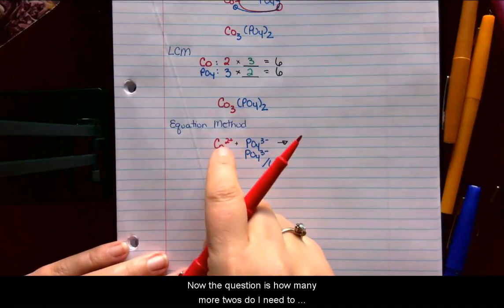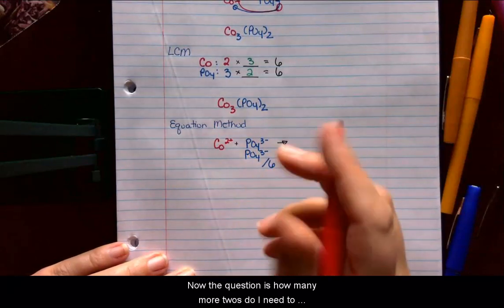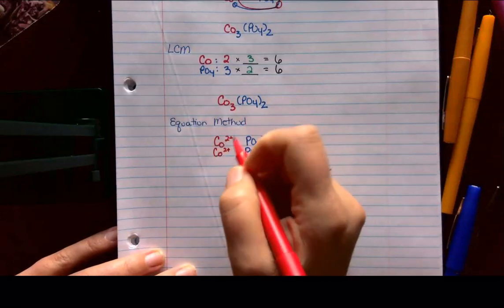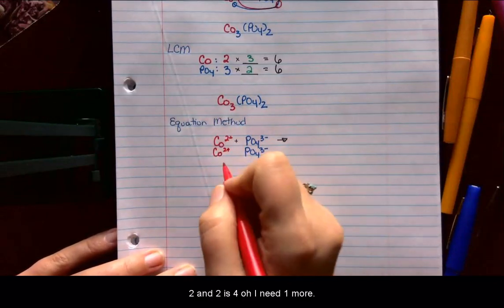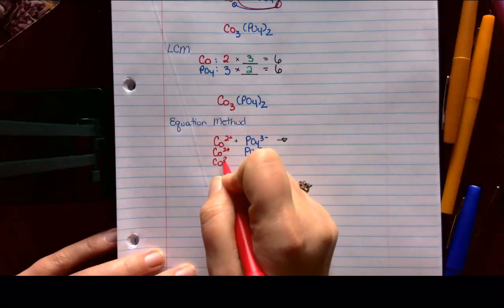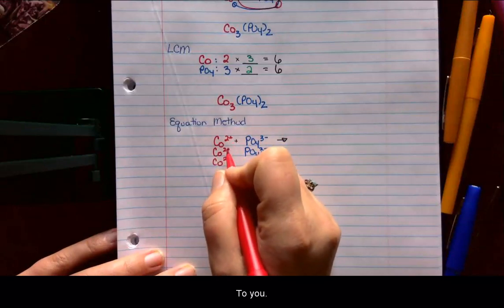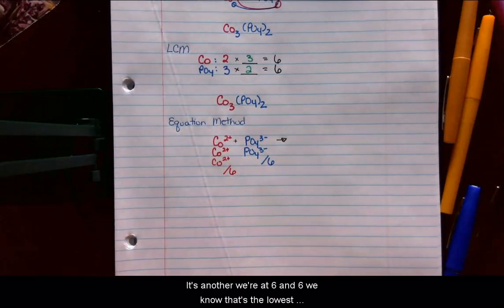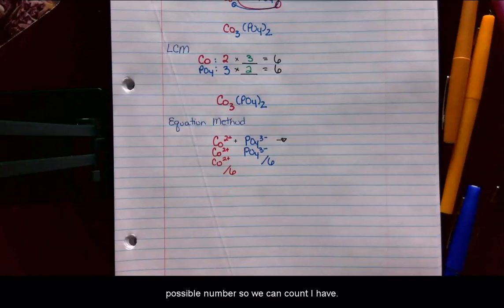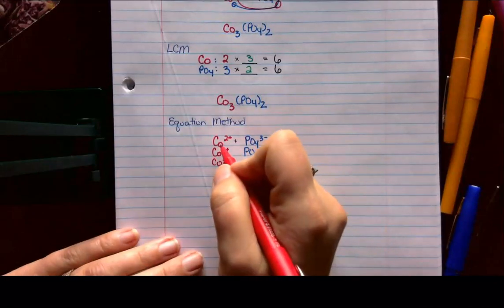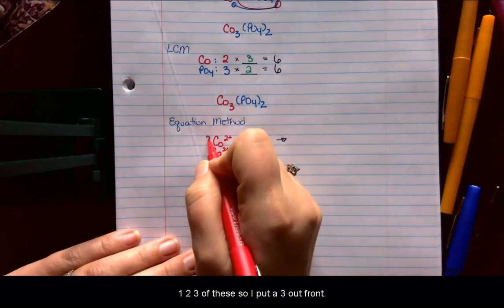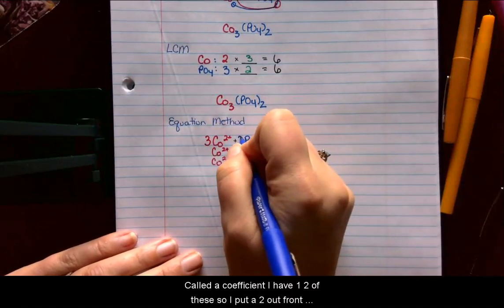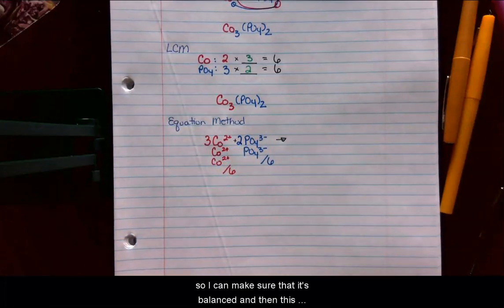Now, the question is, how many more 2's do I need to make 6? So if I add one more, 2 and 2 is 4. Oh, I need one more. Now I have 2, 4, 6. That also makes 6. So now that we're at 6 and 6, we know that's the lowest possible number, so we can count. I have 1, 2, 3 of these, so I put a 3 out front. That's called a coefficient. I have 1, 2 of these, so I put a 2 out front, so I can make sure that it's balanced.